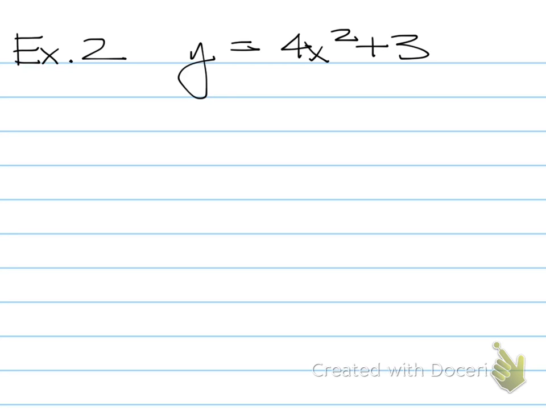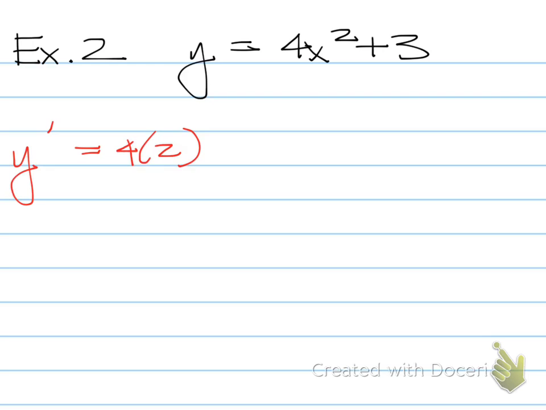The next function is a quadratic function. This is a parabola. So if we wanted to find out what the instantaneous rate of change is at any point on that parabola, we would take the derivative of that function and plug in the value of x that we're trying to find the derivative of the function at.